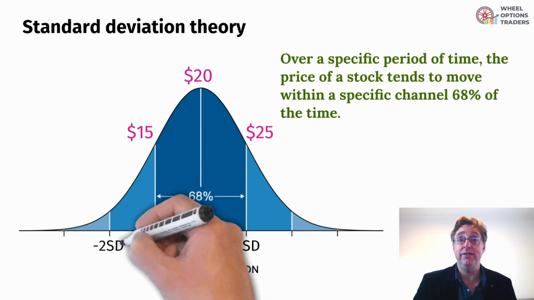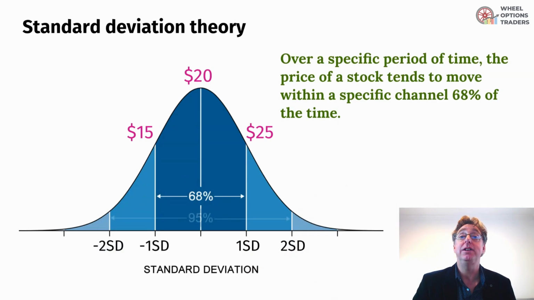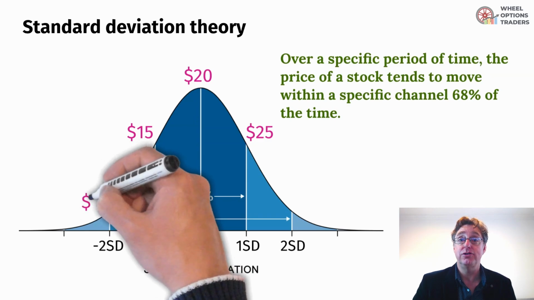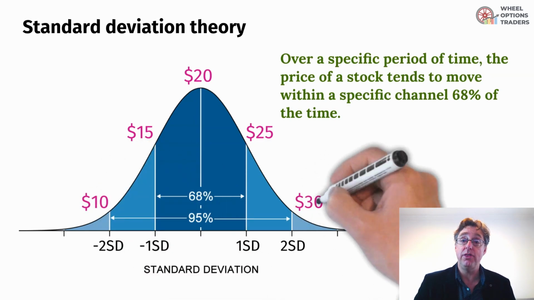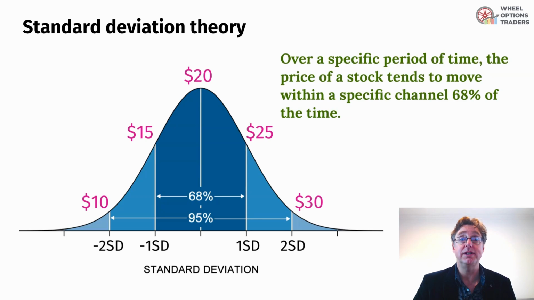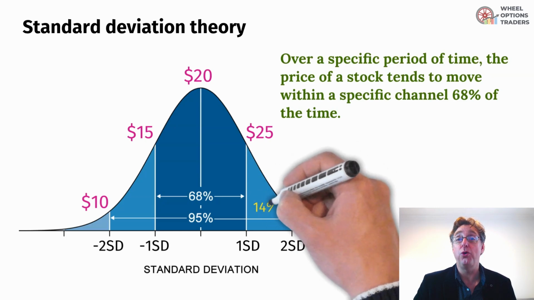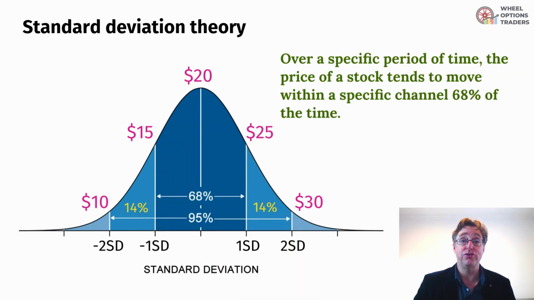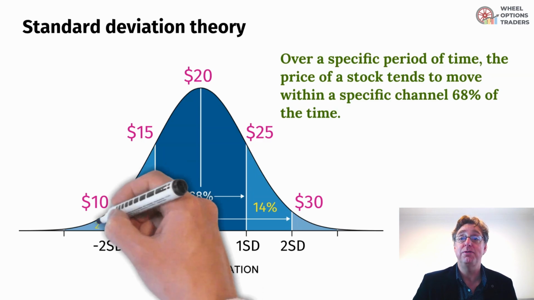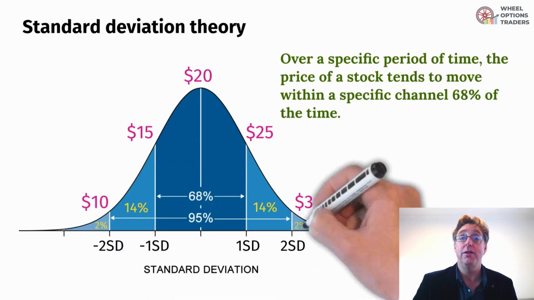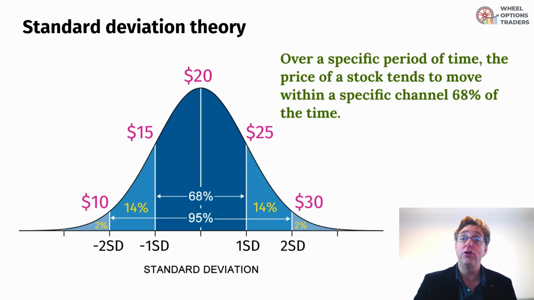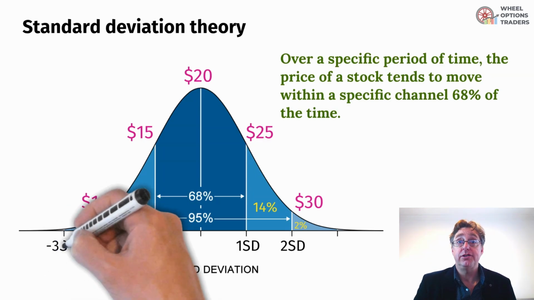A 2 standard deviation move means that approximately 95% of the time the stock will trade between $10 and $30. Therefore, we can see that there is only an approximate 14% chance of this stock trading between the 1 or the -1 and the 2 and the -2 standard deviations. Looking further out, there's only an approximately 2% chance of the stock going below the -2 standard deviation or the +2 deviation.